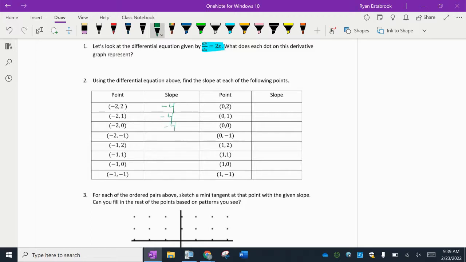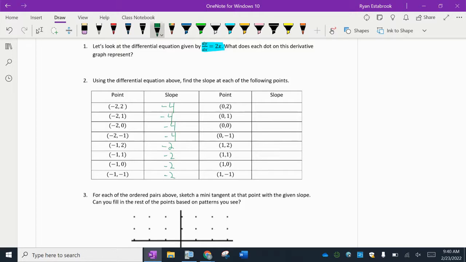Seeing that? What's going to be the slope of this next point, (-2, 0)? -4. How about the next one? -4. Now we have to slow down. Next point is (-1, 2). Plug that into our differential equation up here. What is going to be the slope at this point? -2, -2, -2, -2. All of them have the same x value. They all have the same slope.